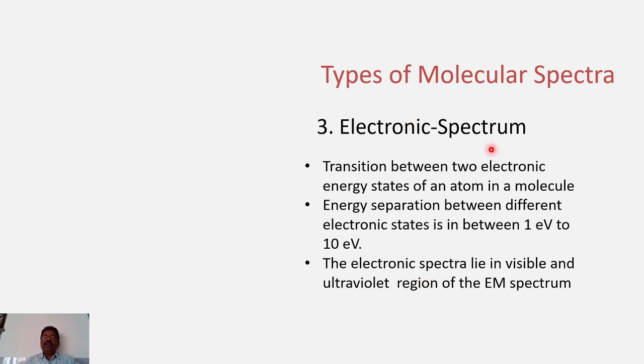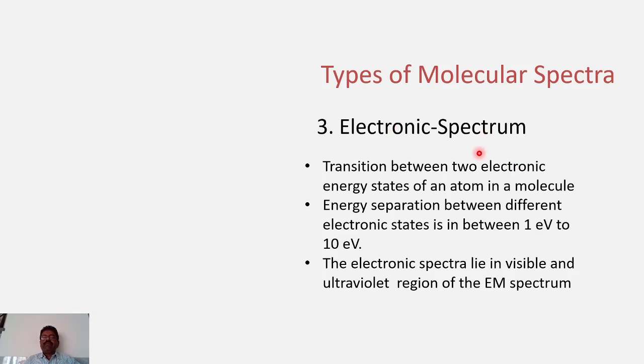Okay, so let us go to the third type of spectra, that is the electronic spectra. A transition between two electronic energy states of an atom in a molecule will result in an electronic spectrum. At that time, the molecule should not perform rotations, and the molecule should not have a vibrational state. There is only an excitation of an electron from a constituent atom to a higher level, or a transition between two electronic energy states of an atom in a molecule, and that will result in electronic spectra.